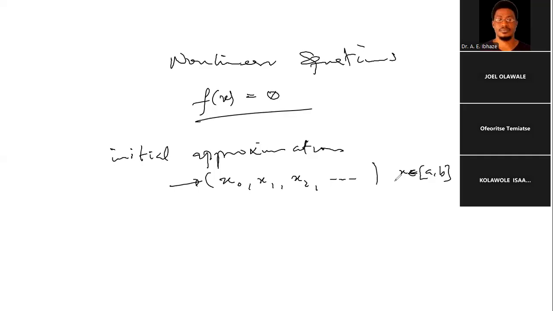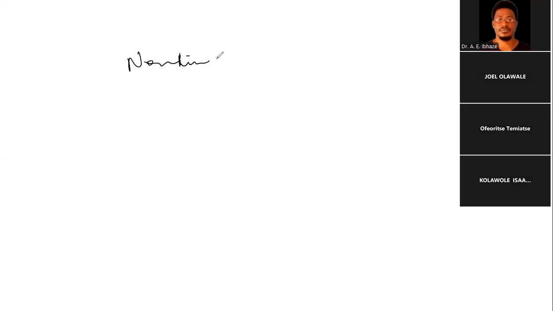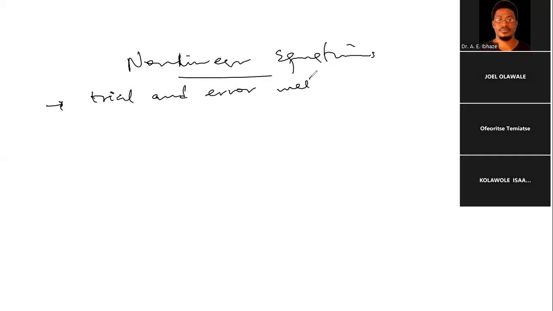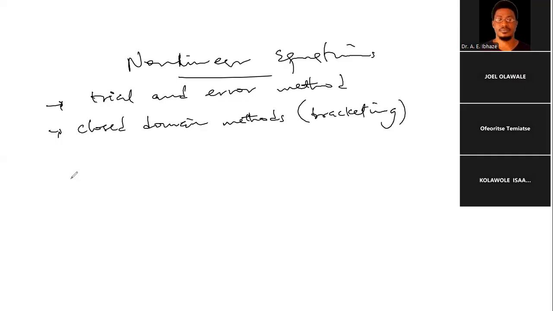And some of the methods we use for this are, let's come back to this. The trial and error method. We also have the closed domain methods, usually referred to as the bracketing methods. And then we also have the open domain methods. So these are the methods we could use to address this nonlinear equation root finding problem.